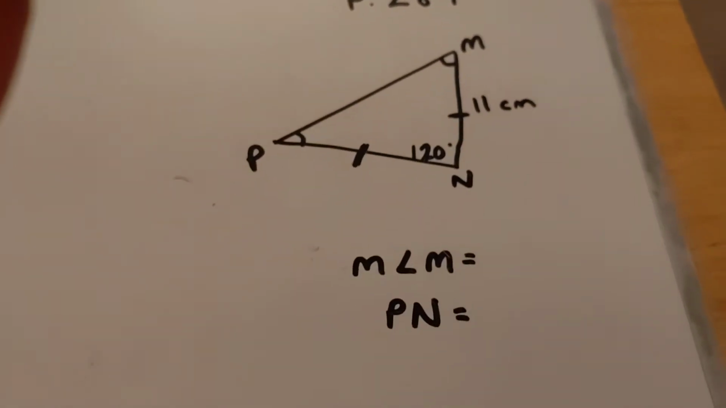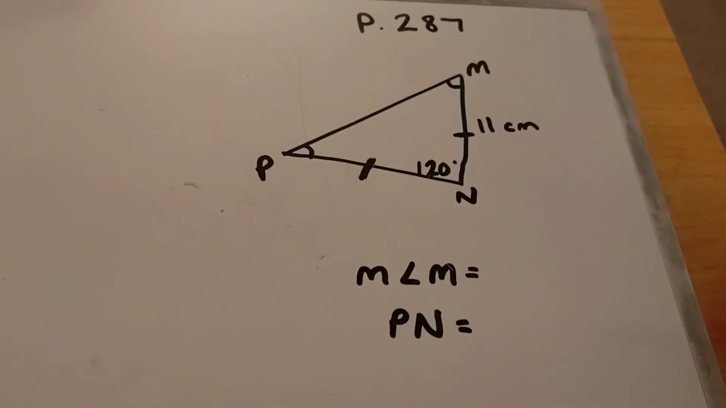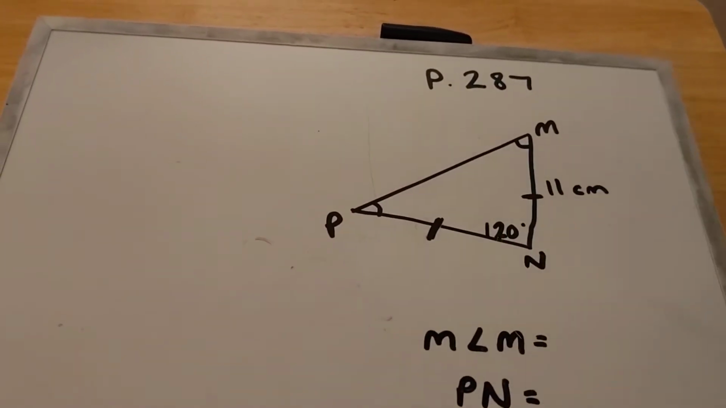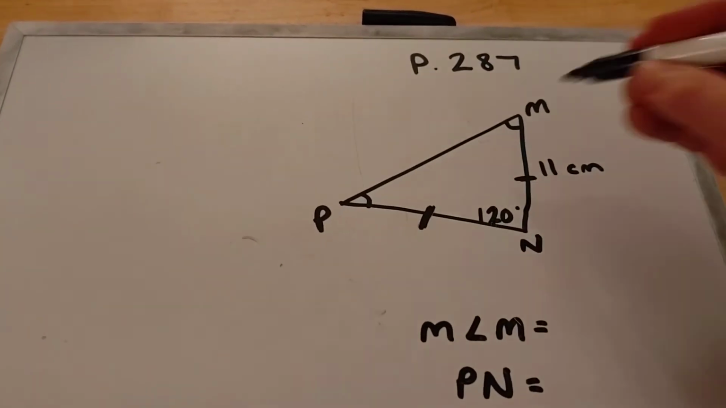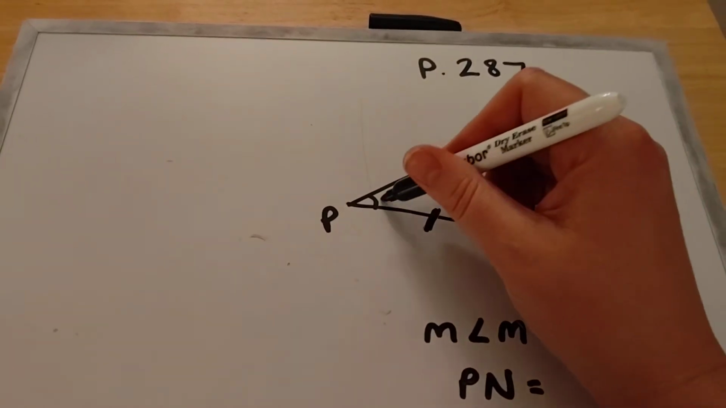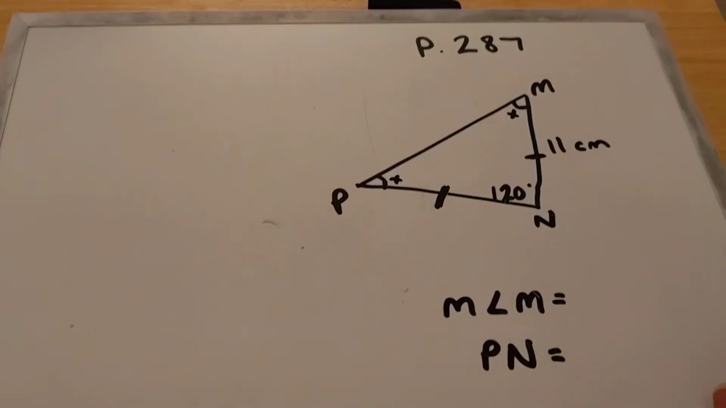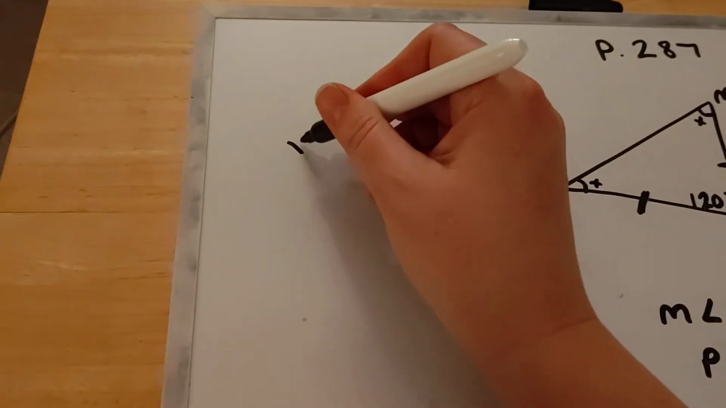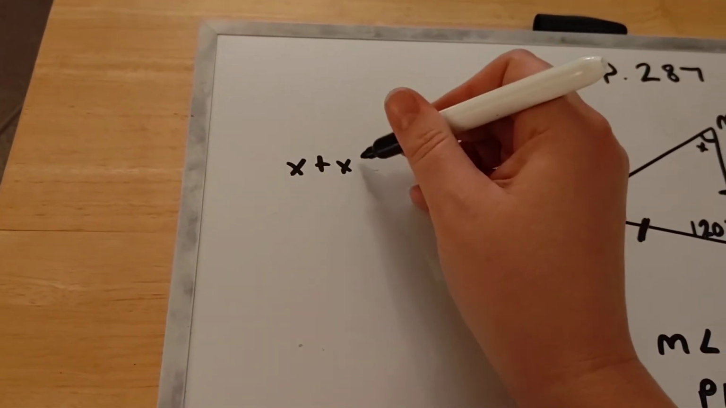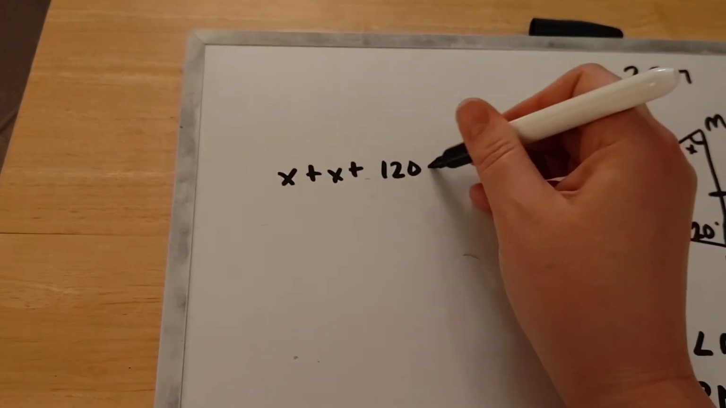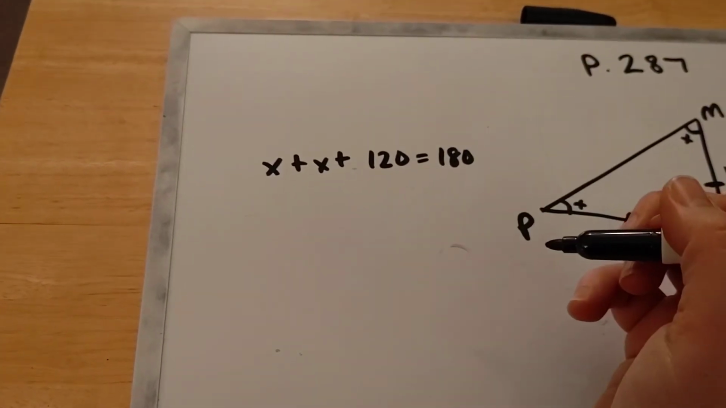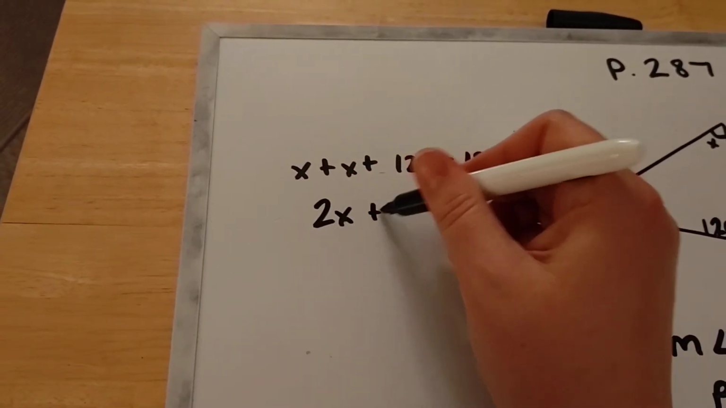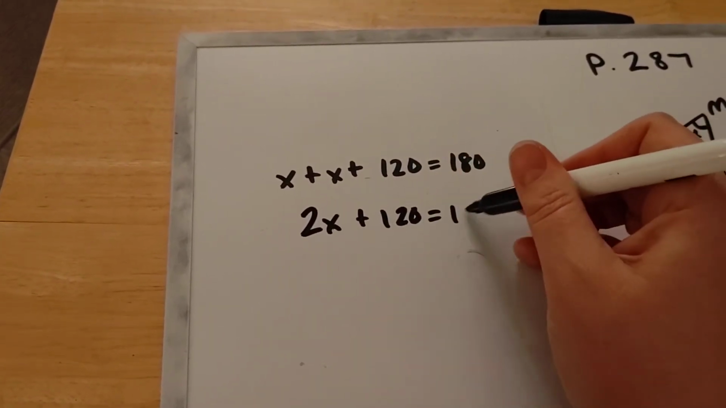All right, and let's answer our two questions. How big is the measure of angle M? Now, they all add to 180. M and P are the same. I don't see any variables in this picture, so I'm just going to put an X here and an X here, and I'm going to go ahead and write myself an equation because I know that my X plus my other X plus my 120 must equal a grand total of 180 degrees. And I'm going to go ahead and solve that. So that would be X plus X, which is 2X, plus 120 equals 180.